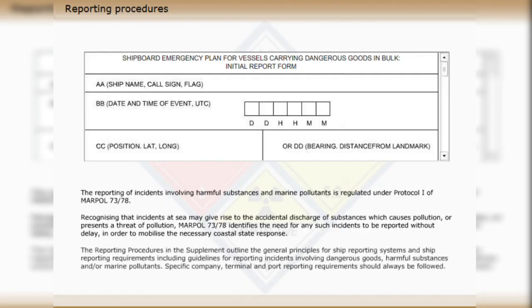The reporting procedures in the supplement outline the general principles for ship reporting systems and ship reporting requirements, including guidelines for reporting incidents involving dangerous goods, harmful substances, and/or marine pollutants. Specific company, terminal, and port reporting requirements should always be followed.